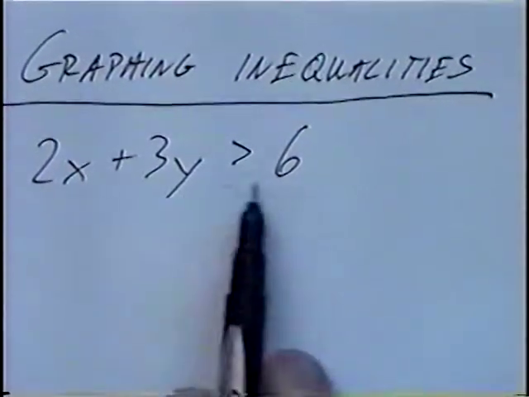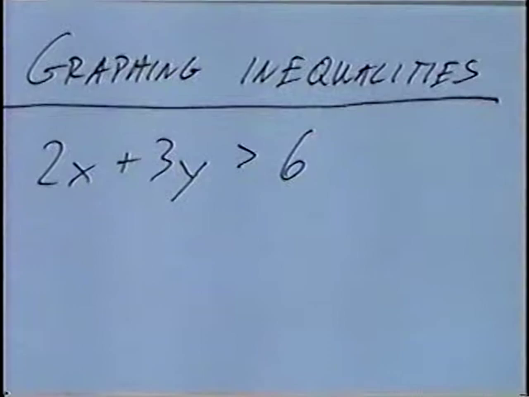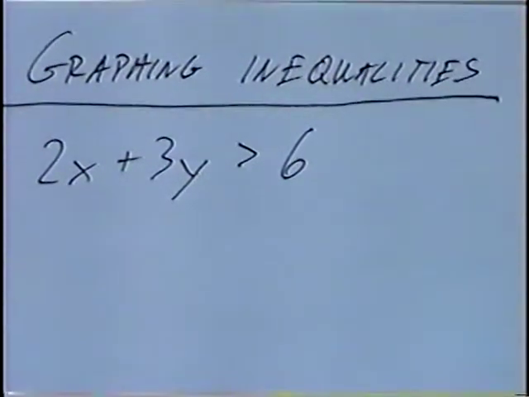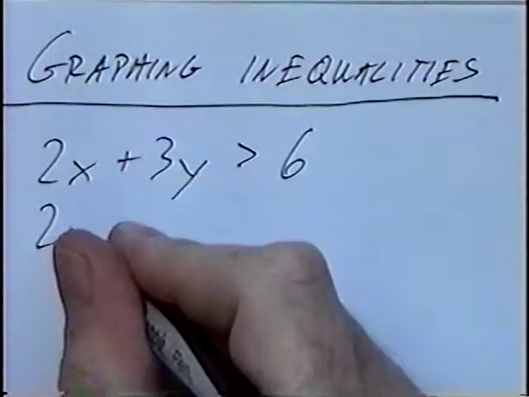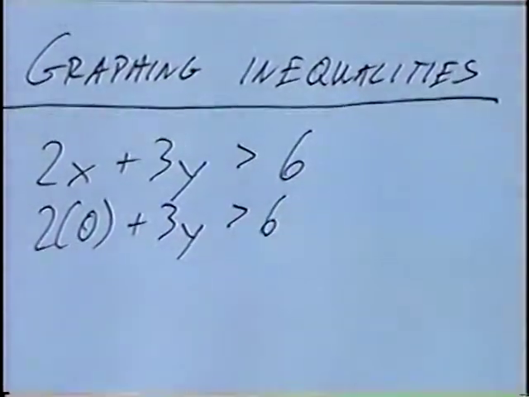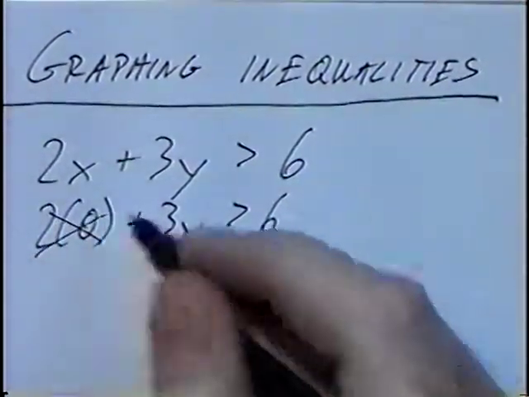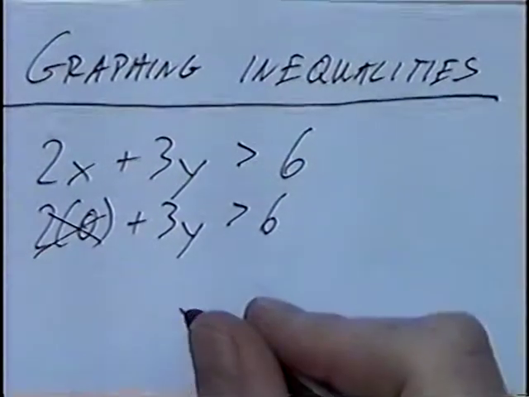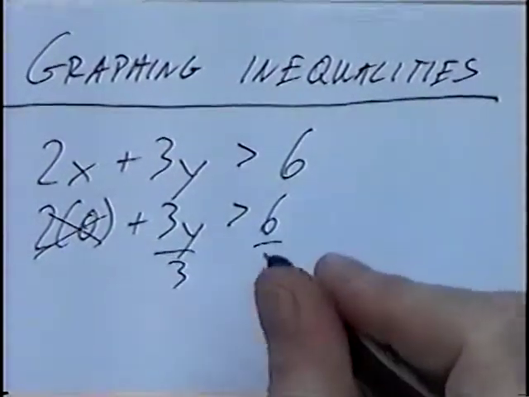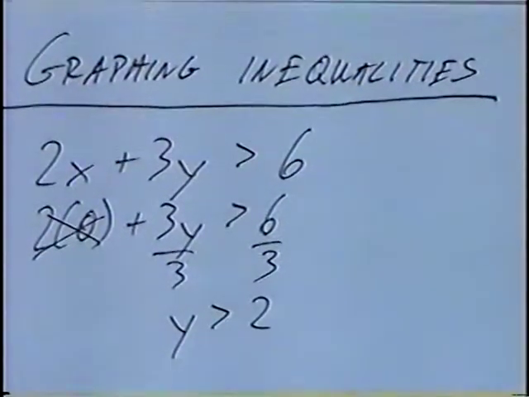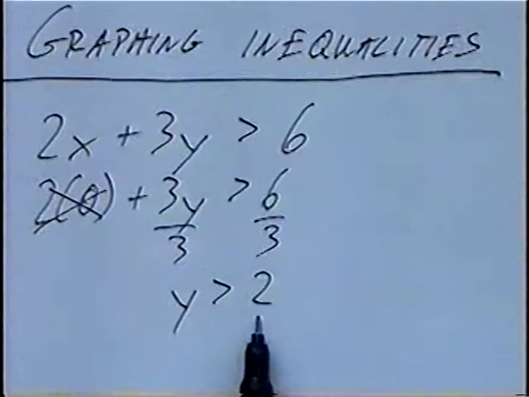One way, since this inequality is in standard form, where we have x and y on the same side, is to find the x and y intercepts. To find the intercepts, we can plug a 0 in for x. 2 times 0 would cross off, so we'll have 3y is greater than 6. If we divide by 3, we'll have y is greater than 2. So the y-intercept in this case would be 2.